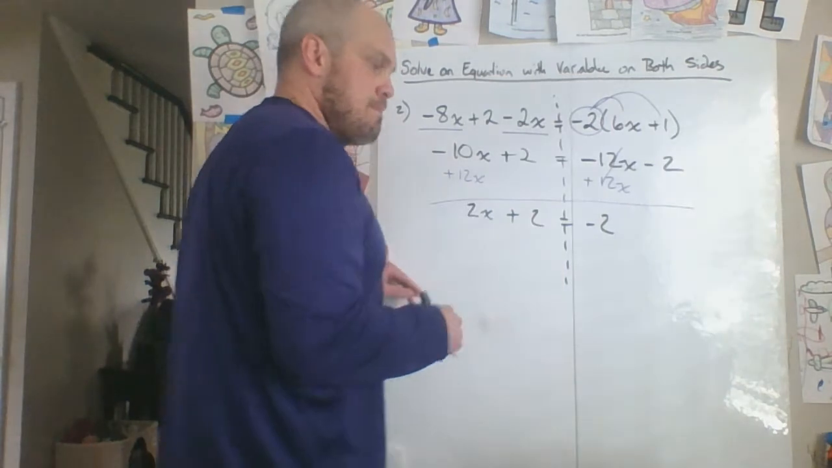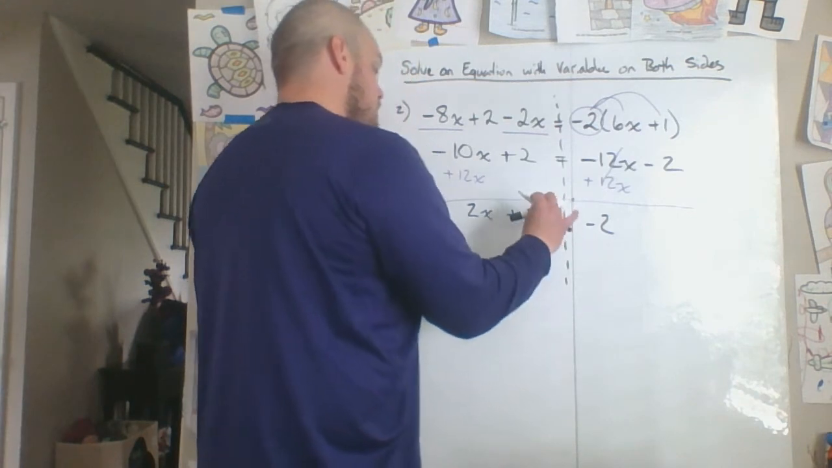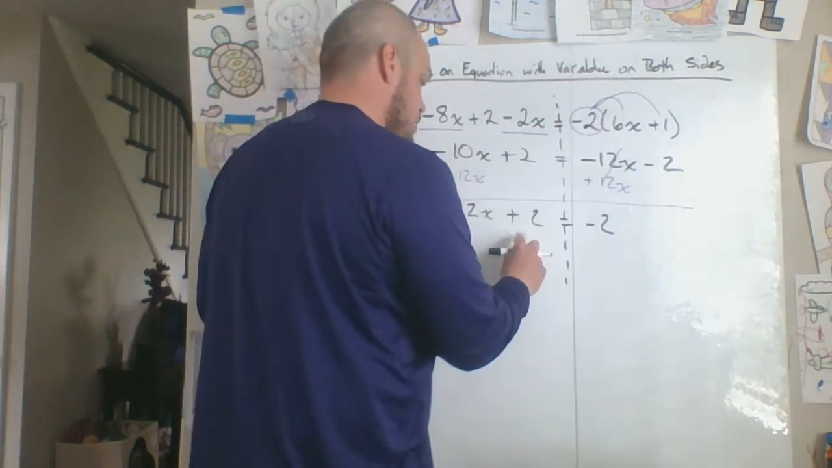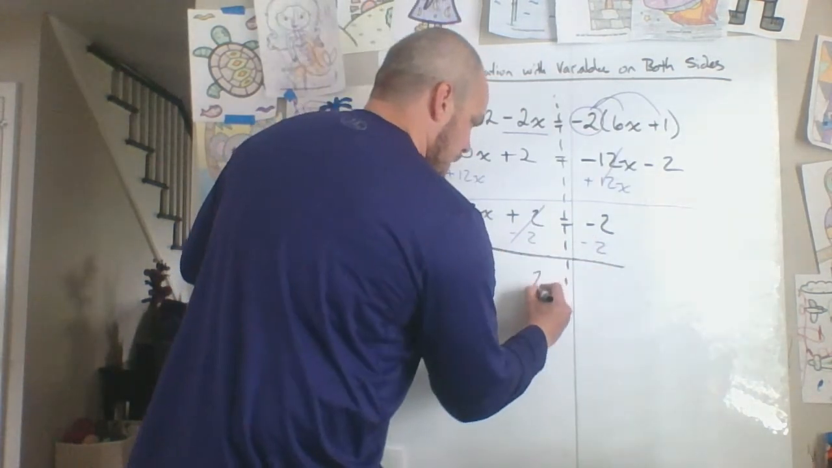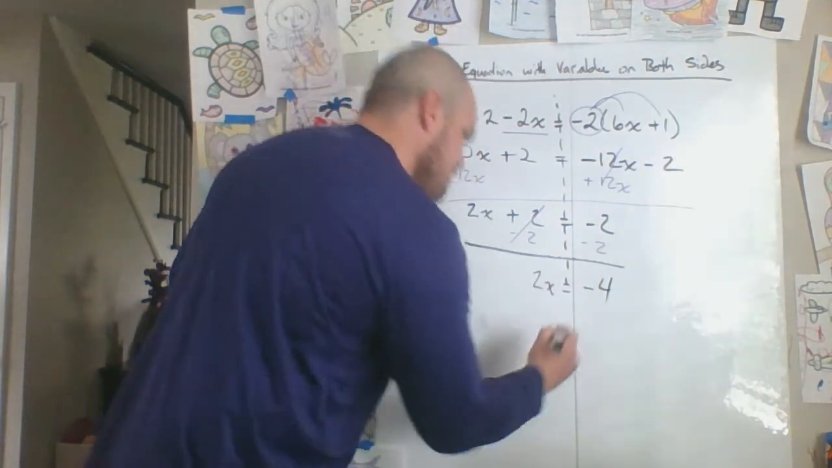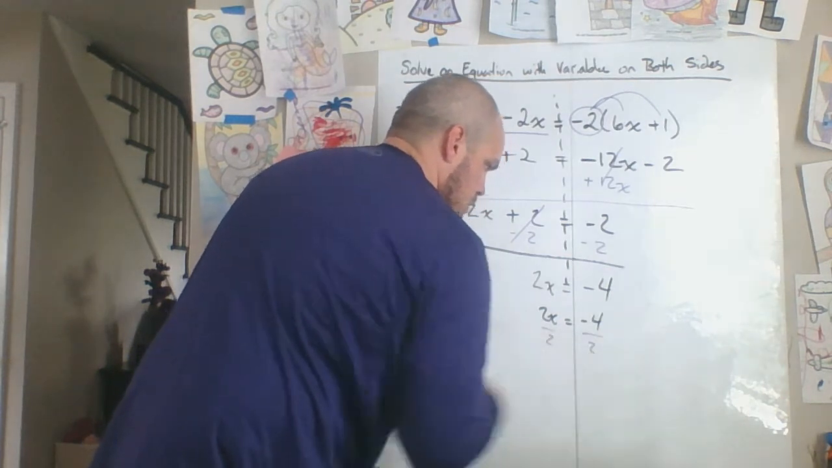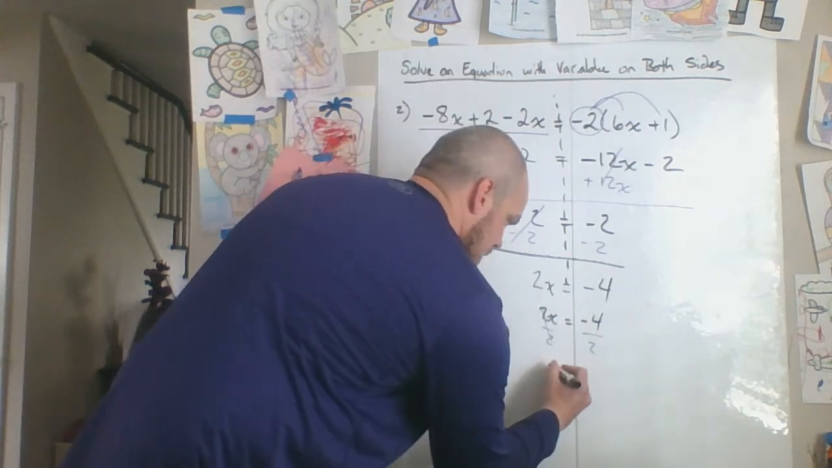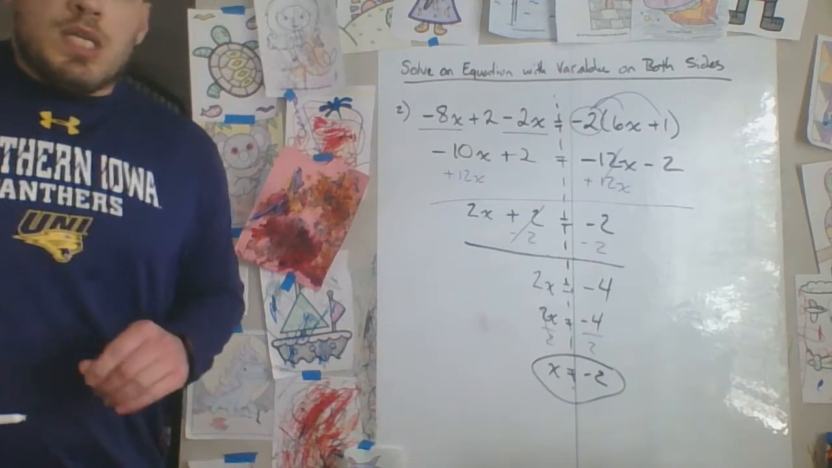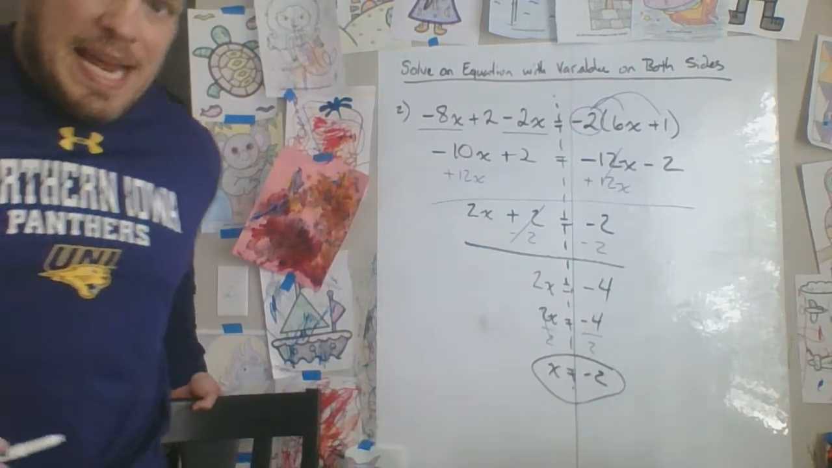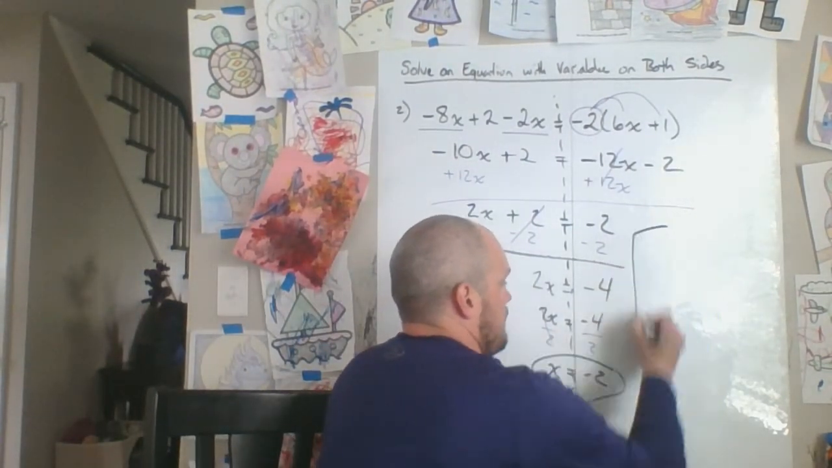We need to get our constants to the other side. So my variable term is on the left side, and I get my constants to the right. So I'm going to subtract 2 on both sides. I end up with 2x equals negative 4. Then my last step here would be to divide by 2 to find out what x is. I get x is equal to negative 2. So my solution here, I think, is x is equal to negative 2. Now we need to check. So we do need to check our solution, and I'm going to do that off to the side.